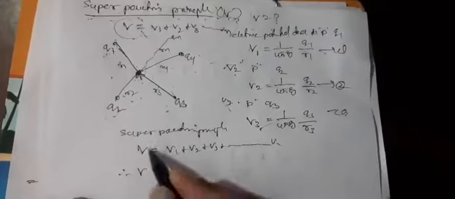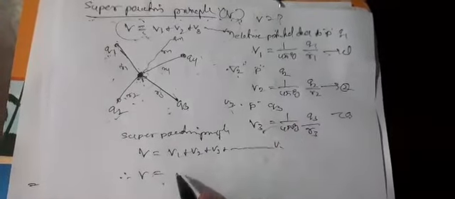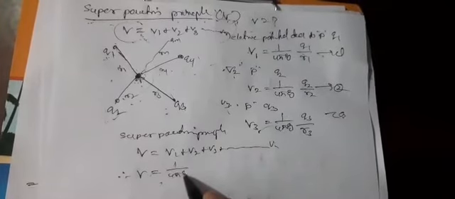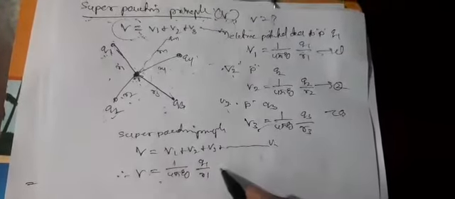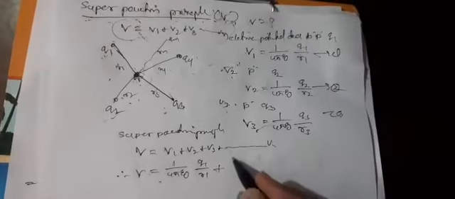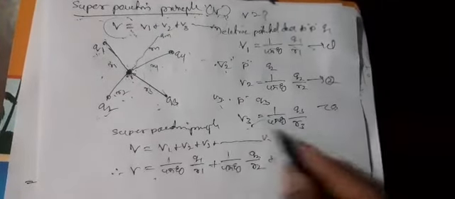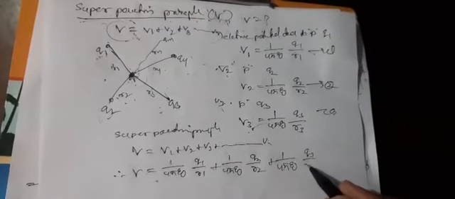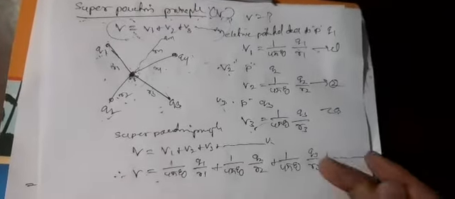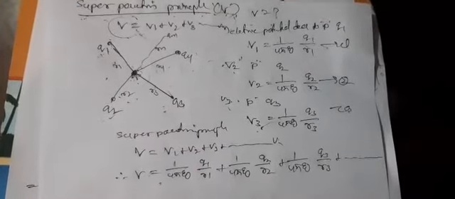Therefore, the total electric potential V is equal to, what is V1? 1 by 4 pi epsilon naught, Q1 by R1. What is V2? 1 by 4 pi epsilon naught, Q2 by R2, plus what is V3? 1 by 4 pi epsilon naught, Q3 by R3, and so on: the fourth term, fifth term, ending with the nth term.